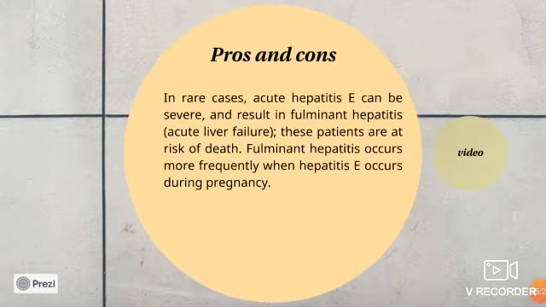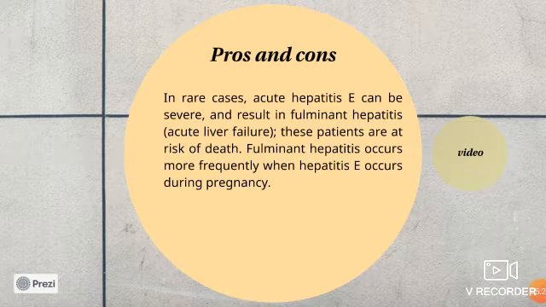Pros and cons. In rare cases, acute hepatitis E can be severe and result in fulminant hepatitis, acute liver failure. These patients are at risk of death. Fulminant hepatitis occurs more frequently when hepatitis E occurs during pregnancy.